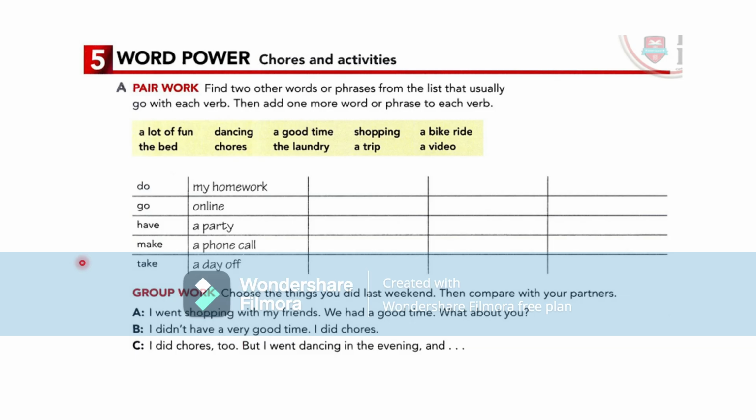Okay? Tell me, Janelle, with go. Go online shopping. Nice. Go online, shopping, dancing. Okay, number 3, have. Have a party. What else? Tell me, Jennifer. What else? Have a party.